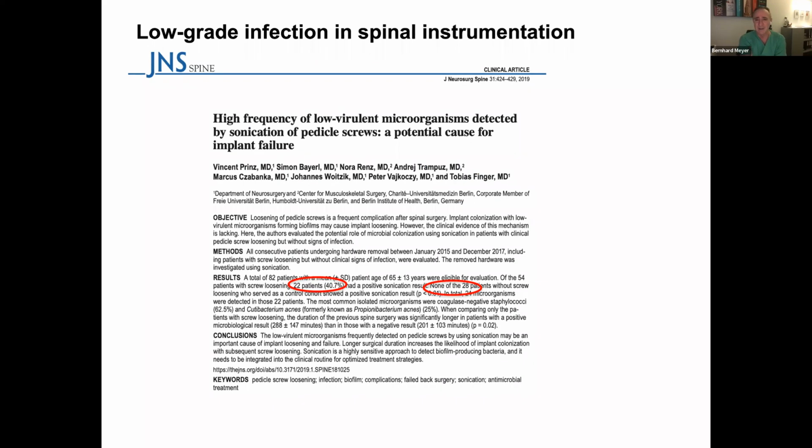So the first prospective study was in the year 2019 from Berlin, and they compared patients with a control group, and they had results that roughly 40% in the screw loosening group had a positive sonication result. That means that at least in 40% of their patients, a low-grade infection was associated with the screw loosening.